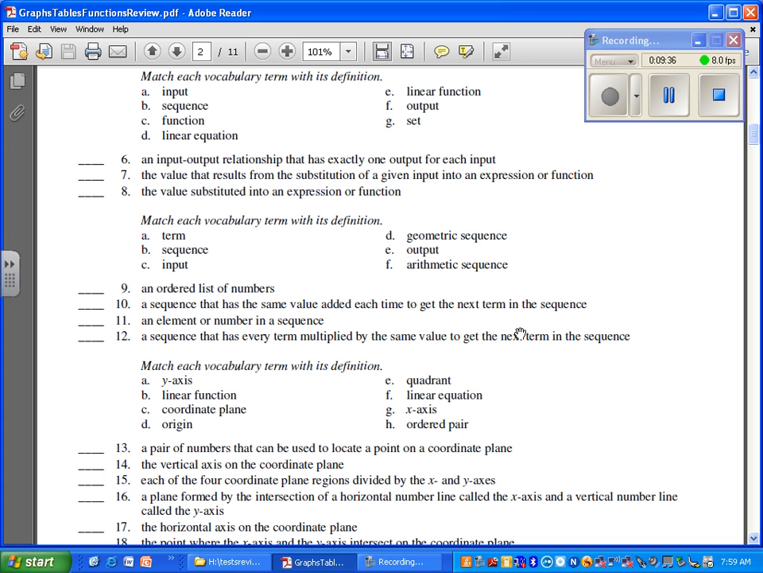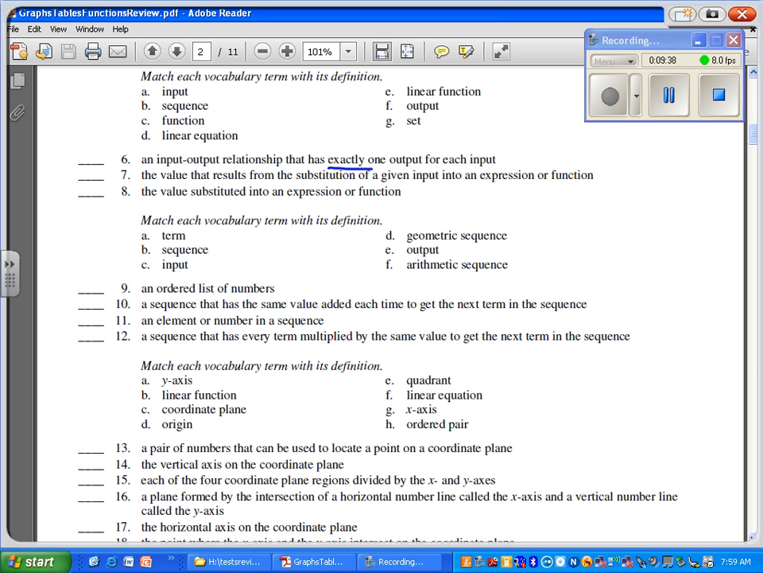An input-output relationship that has exactly one output for each input. This was key right here. This is called a function. Just think of that function machine. We have one thing goes in, and then one thing comes out.